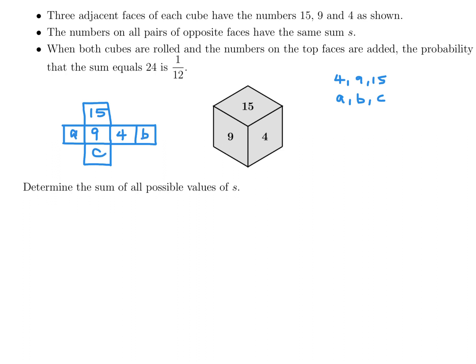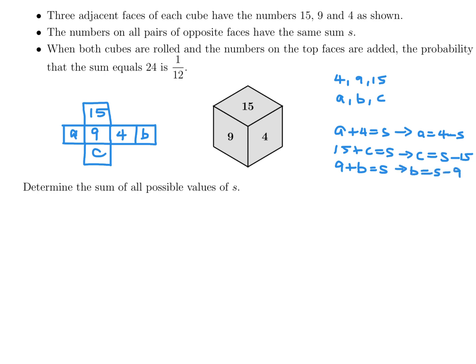Now they're saying that opposite faces add up to S. So A plus 4 would be S. And then 15 plus C would be S. And what's the other one? 9 plus B, I believe. Yeah, would be S. So that tells me that A is equal to S minus 4. C is equal to S minus 15. And B is equal to S minus 9. Okay, so now we have to go through the painful procedure of figuring out sums.